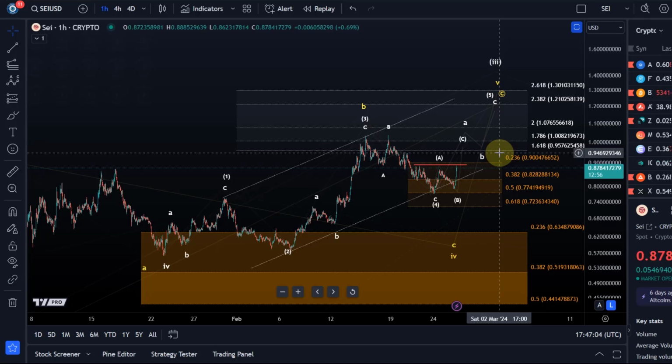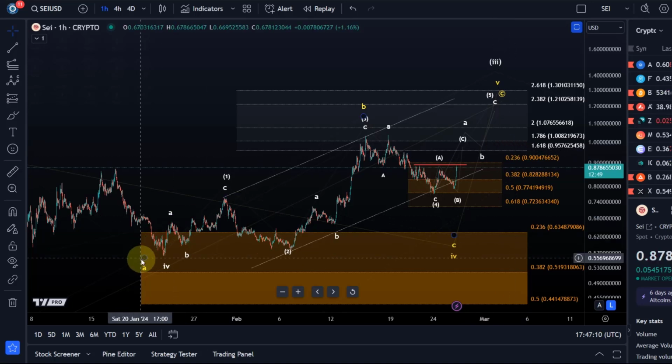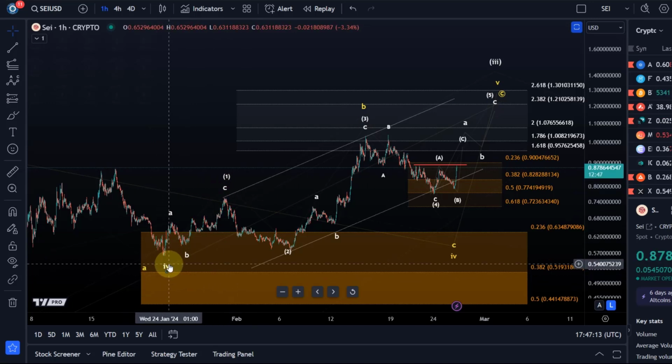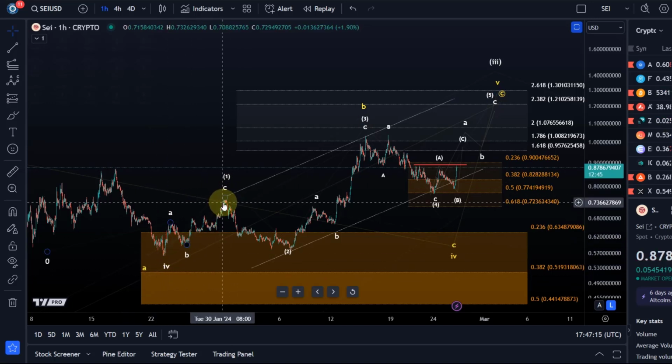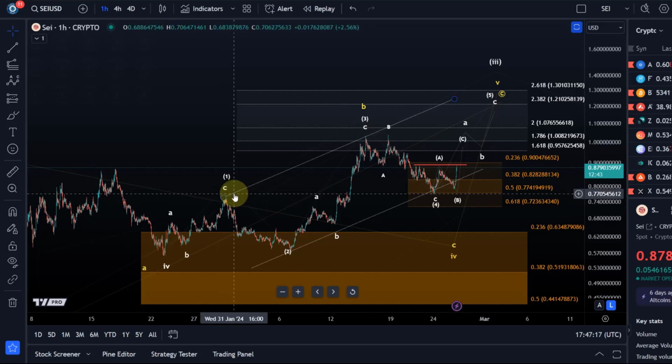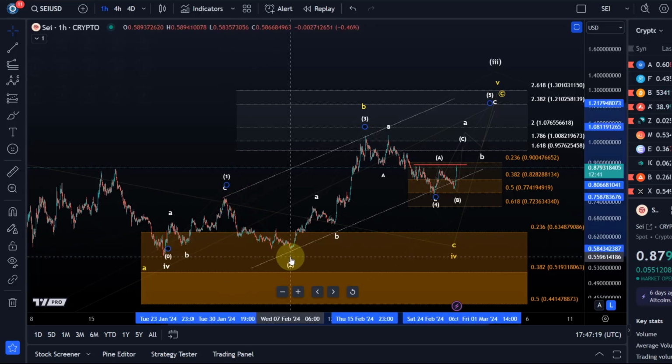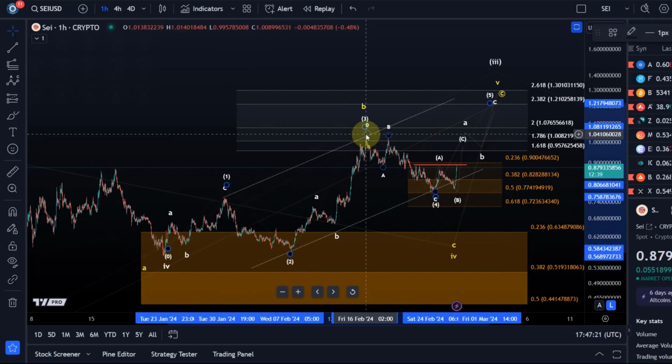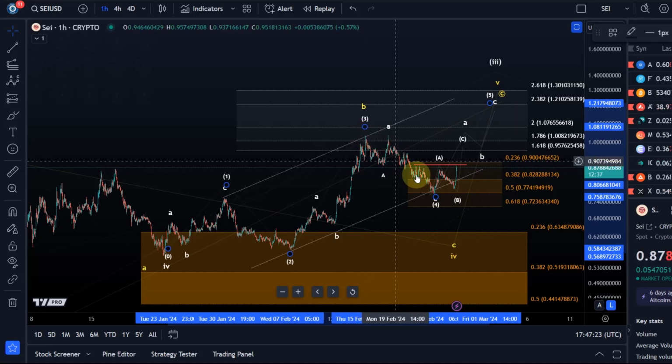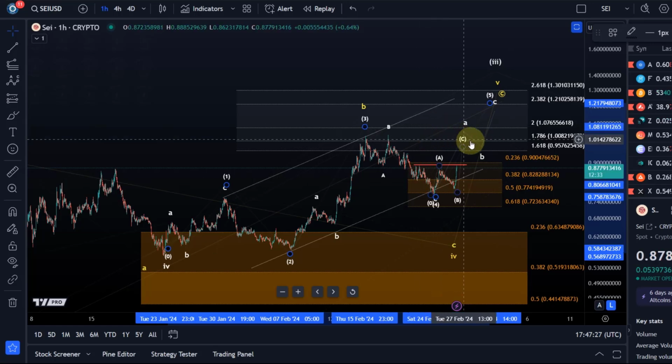Why is that? Well, that is because, as you can see, the wave 1 here to the upside from this larger degree 4th wave low, the wave 1 is just an ABC structure. The wave 2 is just a corrective pullback. The wave 3 is an ABC structure. The wave 4 is a corrective pullback, and the wave 5 would also be an ABC structure.